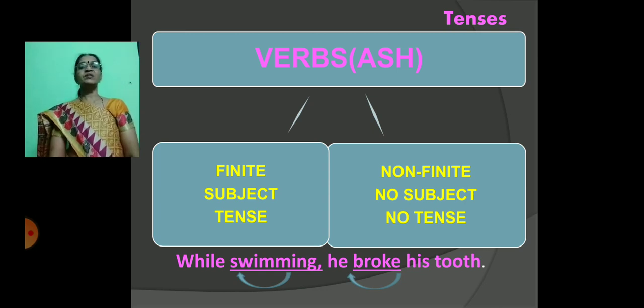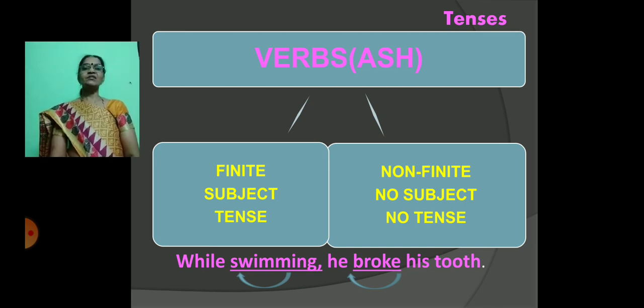Further, verbs are divided into two sections, finite verb and non-finite verb. Now what's a finite and non-finite verb? A finite verb has a subject and it has a tense, whereas a non-finite verb has no subject and no tense. Now what's a subject? As you all know, subject is a part of a sentence and it is placed before a verb. It's a noun or a pronoun.